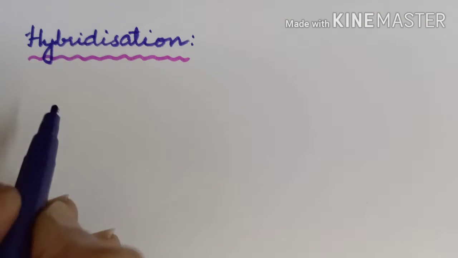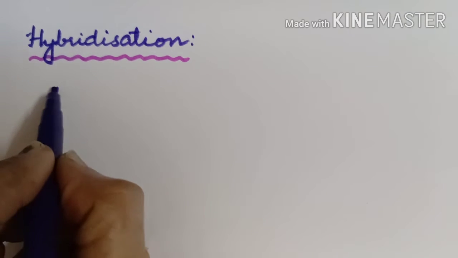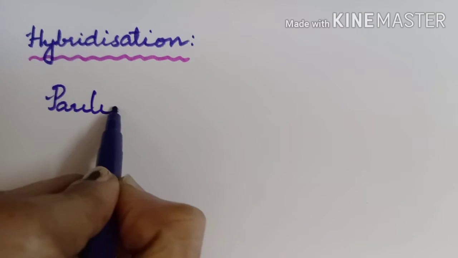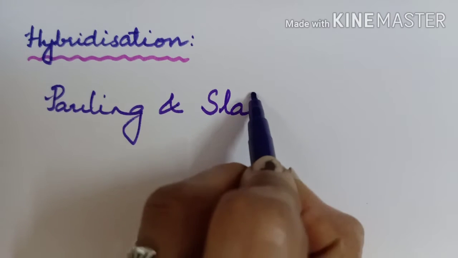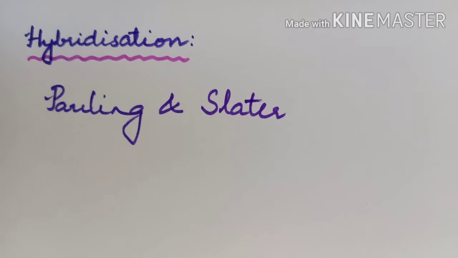This video helps to understand what is hybridization. This concept was introduced by the scientists Pauling and Slater to supplement the valence bond theory.